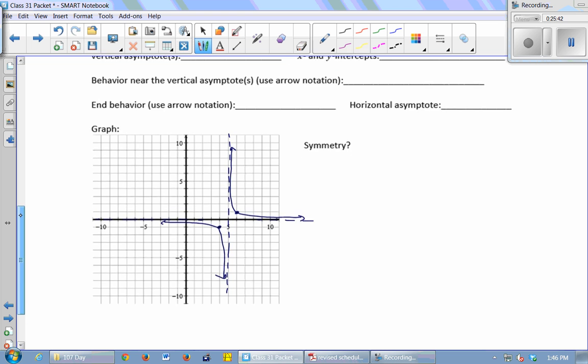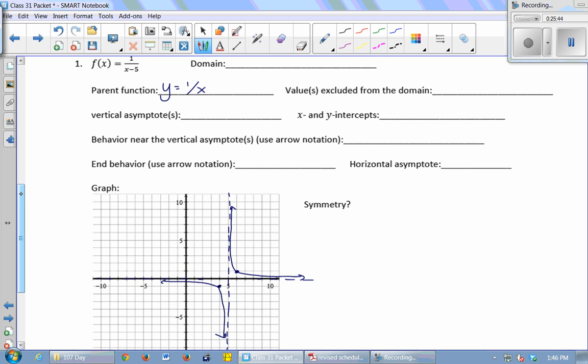So now that I've drawn a sketch of the graph, answering these questions is going to be a lot easier, right? Though you could answer the questions and use them to draw the graph, which is what we did earlier in class before we knew what anything looked like.